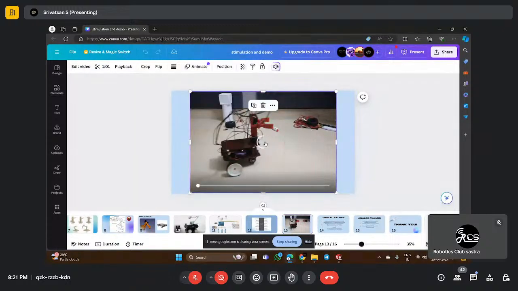As you can see, this is the exact model which we have made using this.